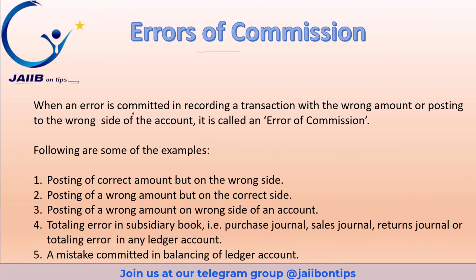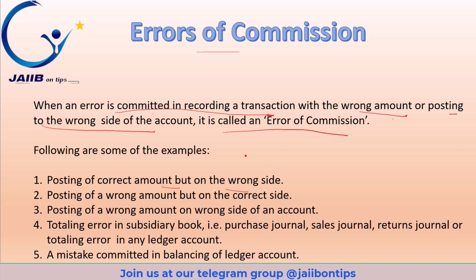When an error is committed in recording a transaction with the wrong amount or posting to the wrong side of the account, it is called an error of commission. Some examples are posting of correct amount but on the wrong side. This happens when the right amount is recorded but it's placed in the wrong column, either in the debit column when it should be in the credit column or vice versa.